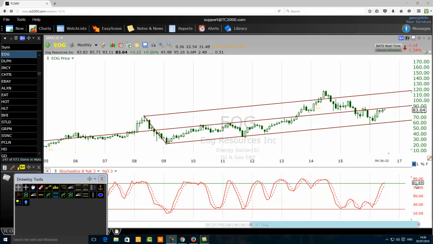How to use a Stochastic and Pitchfork tool.